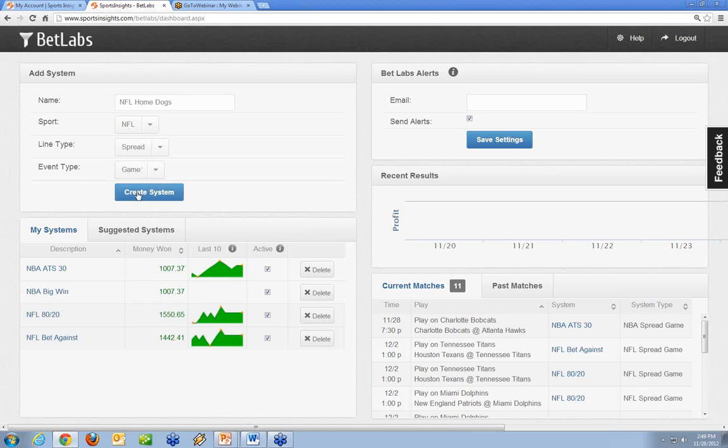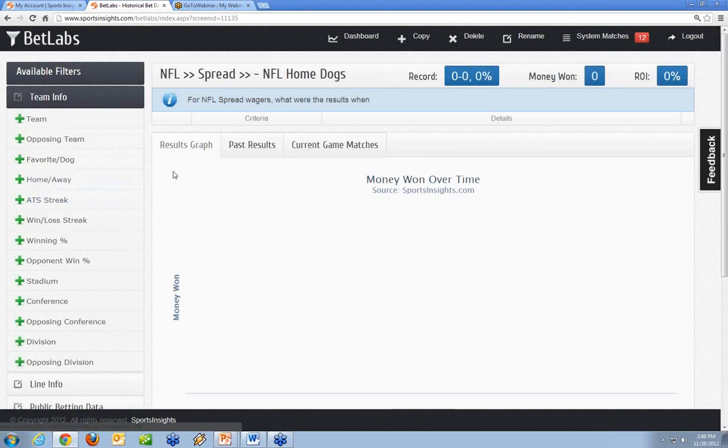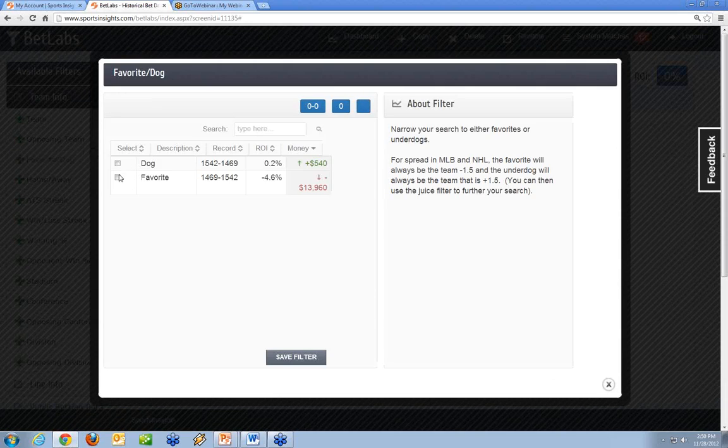So you create a system, and that quickly brings me to the next screen, which is where I'll add the filters. So what were we looking at? We were looking at NFL home dogs. So I'll look at favorite dogs. I find that filter on the left. Okay, I quickly see betting favorites is a losing proposition by a lot in the NFL, and this is based from the 2003 season to just the last Monday night's game. So it's updated pretty much in real time.